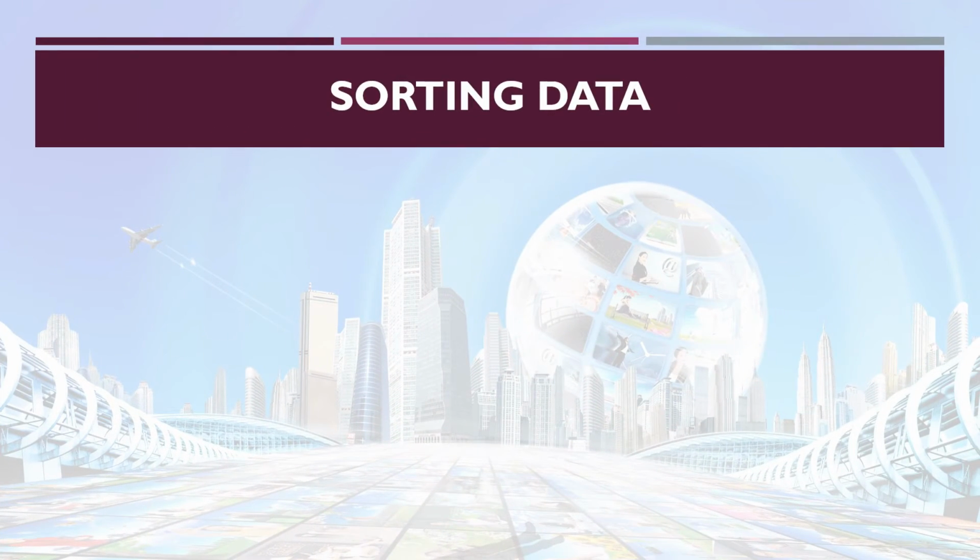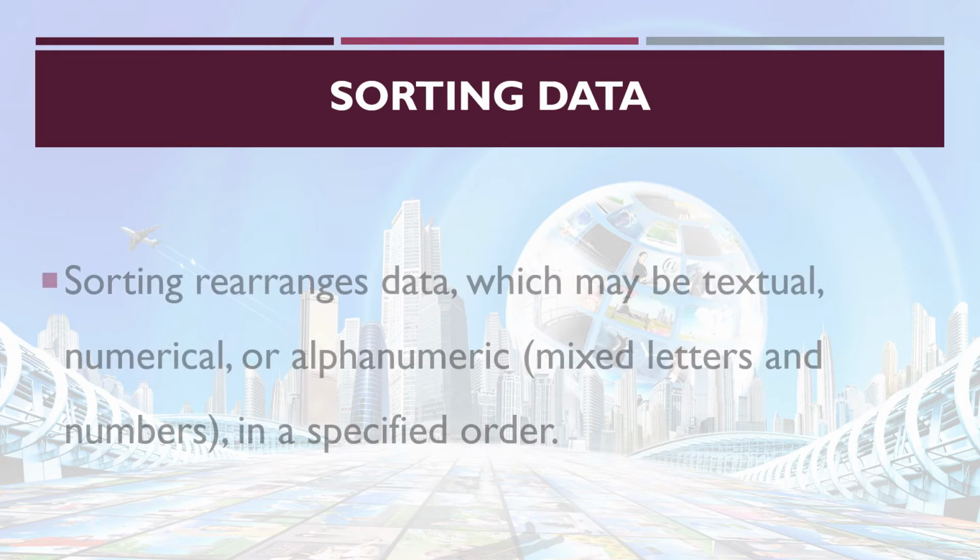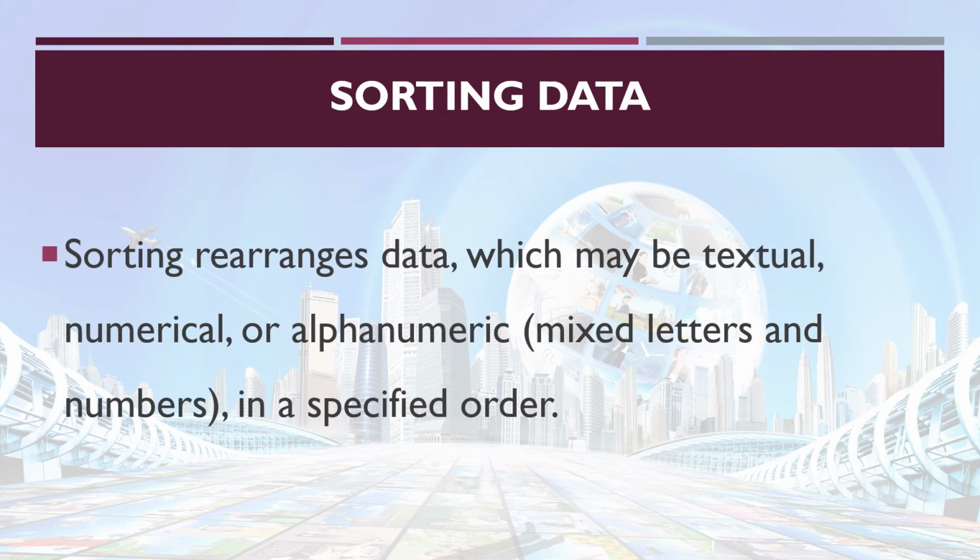The next topic is sorting data. What do you mean by sorting? Sorting rearranges data which may be textual, numerical or alphanumeric in a specified order. So sorting is nothing but rearranging data. For example, with textual data, you can arrange the series of data from A to Z or from Z to A, right?